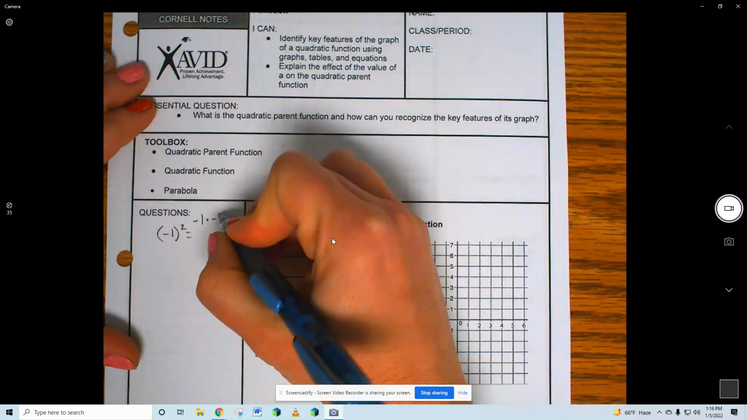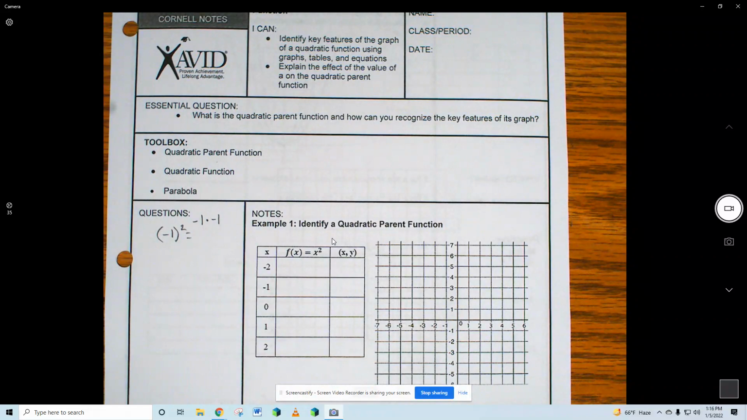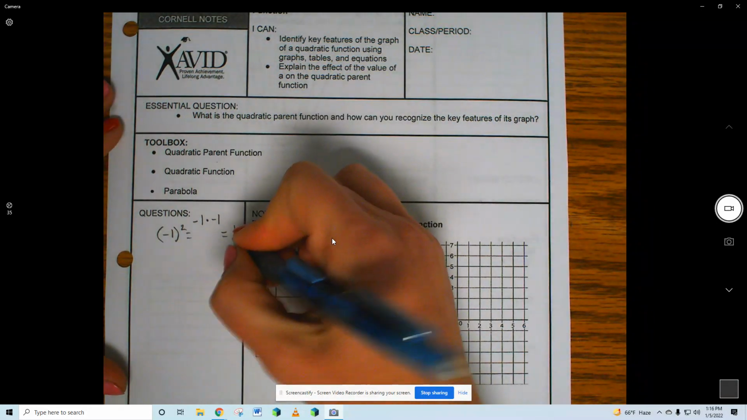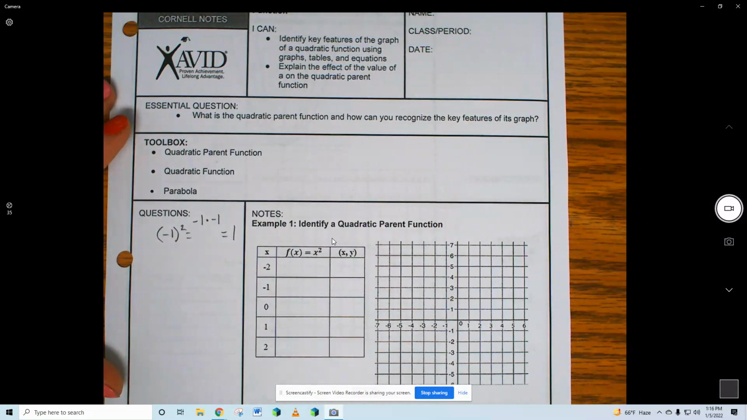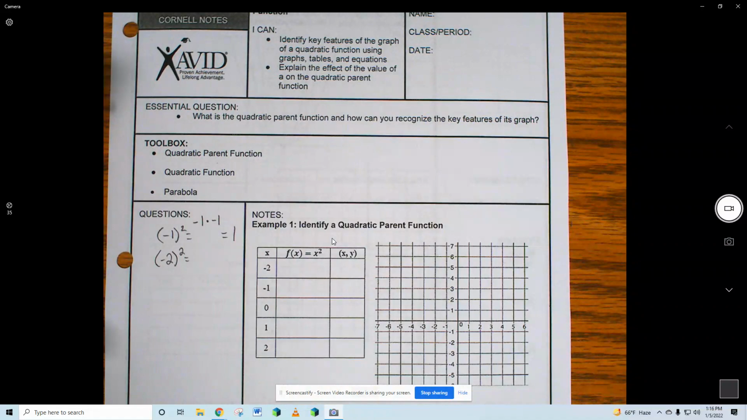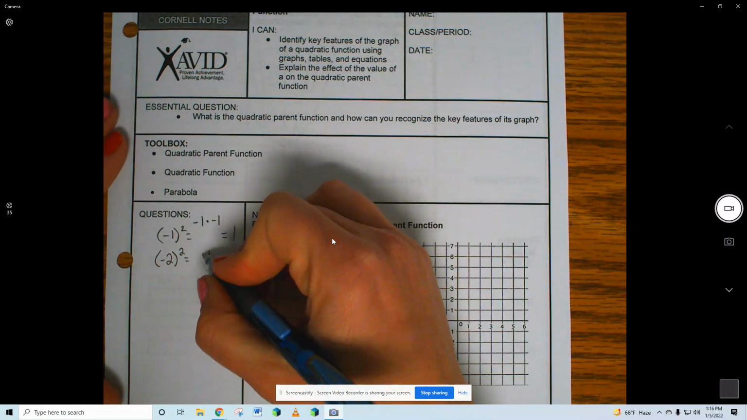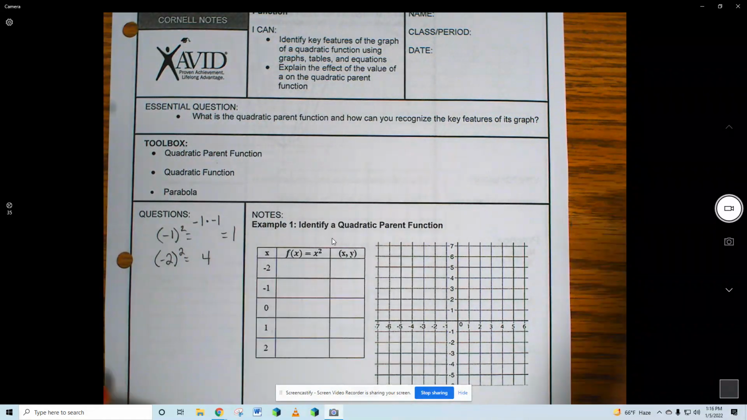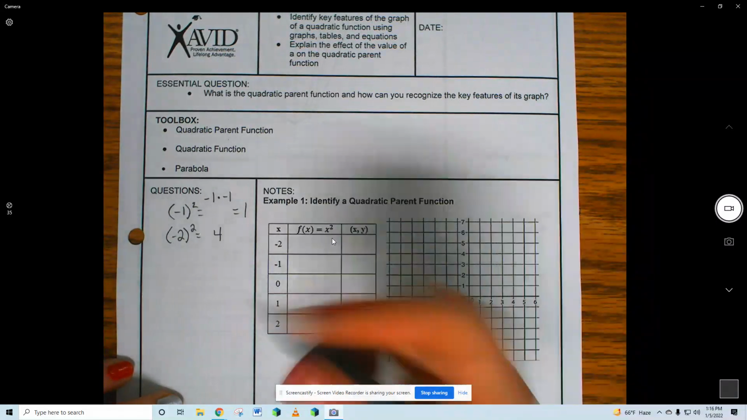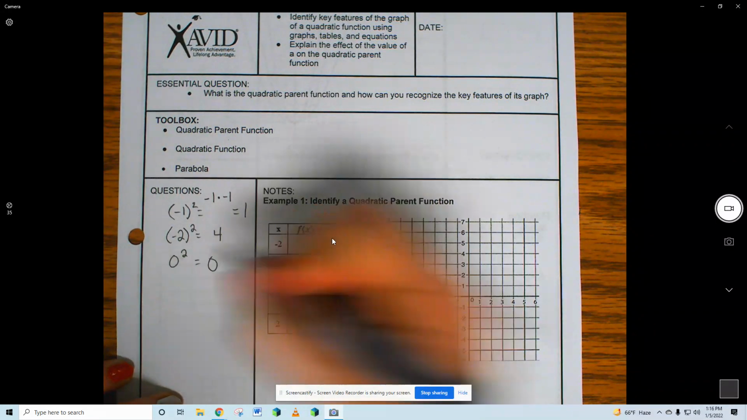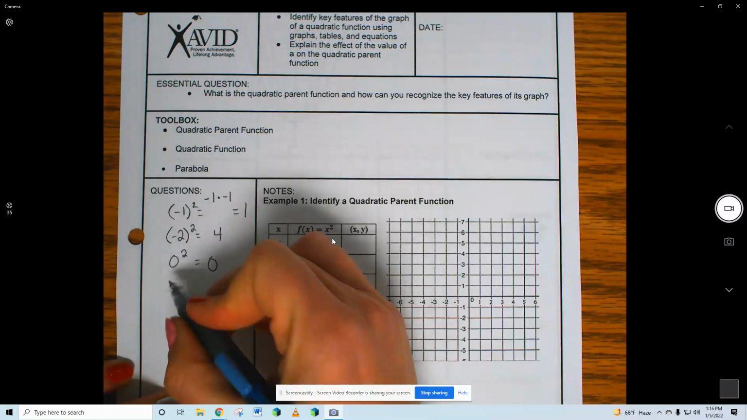-1 times -1. It means that number multiplied by itself twice. Positive 1. How about -2 squared? What's that going to be? Positive 4. -2 times -2. Positive 4. What about 0 squared? 0 times 0. 0. Yeah, easy. What about 1 squared?